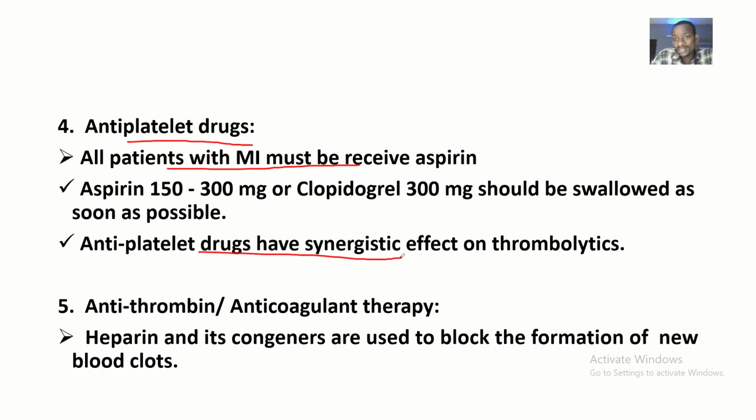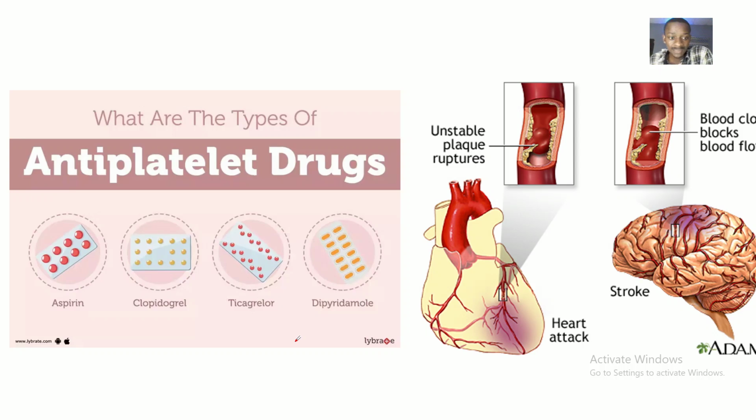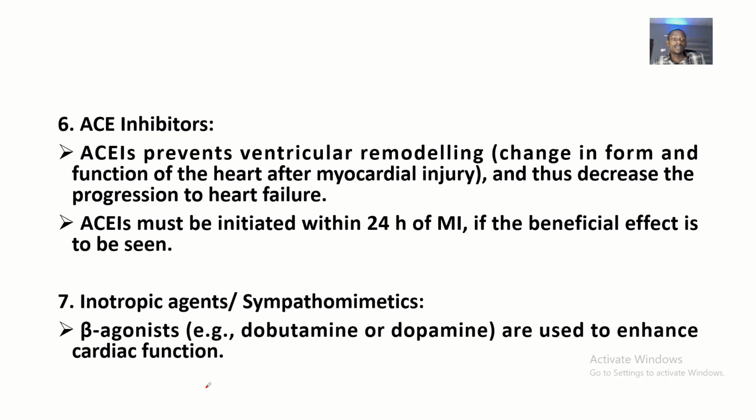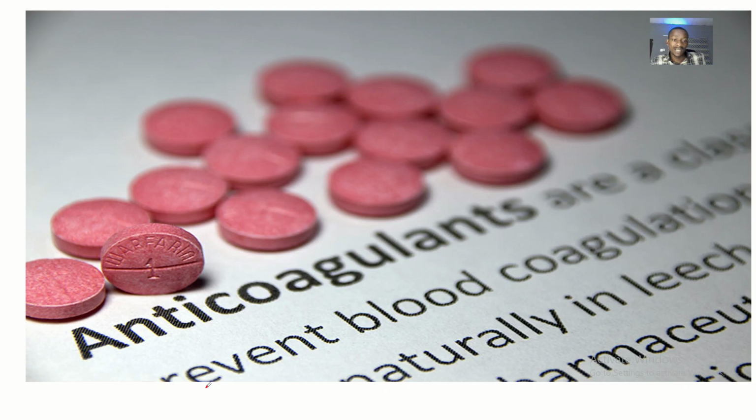Then you have antithrombin and anticoagulant therapy. This is basically heparin and its congeners, which are used to block the formation of new blood clots. These are the antiplatelets: aspirin, clopidogrel, ticagrelor, and dipyridamole. All these drugs will stop clotting. For the drugs that eat up clots, we have them here, like urokinase, alteplase, streptokinase, and the rest of it. All these are anticoagulant drugs: heparin or warfarin. This is a warfarin tablet.